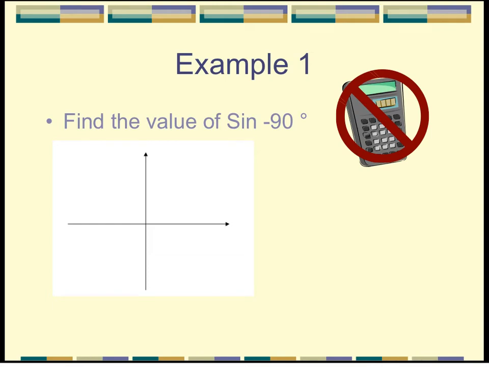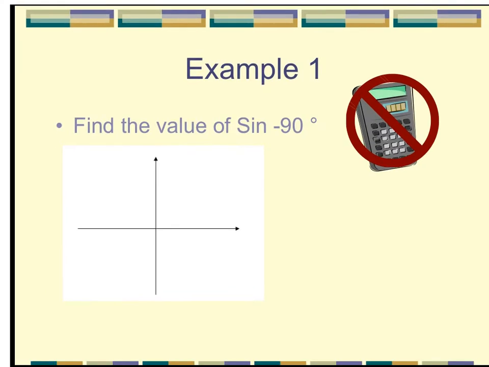Okay, so in this video, we're going to start finding key values around our unit circle. Remember, the unit circle is a circle with radius equal to 1. One of the first things that I tell students to do when we're first starting this out is to plot these points.